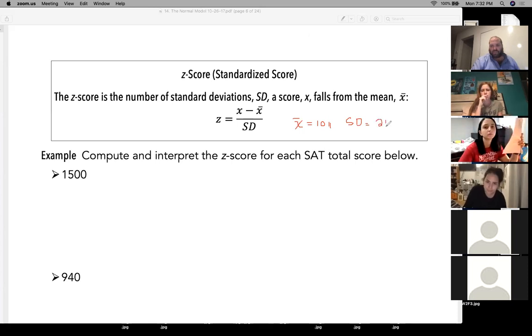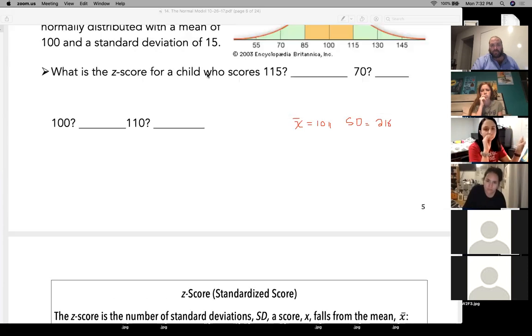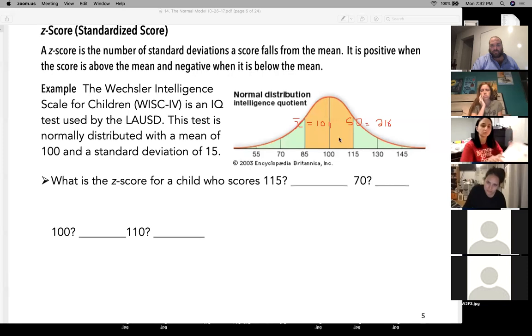Someone asked a question: what would the z-score be for 110? The answer is 2/3. If you're at 110, you are 2/3 of a deviation above the mean, correct? Because each deviation is 15. So if you're at 110, then you are 2/3 above. Will you agree?